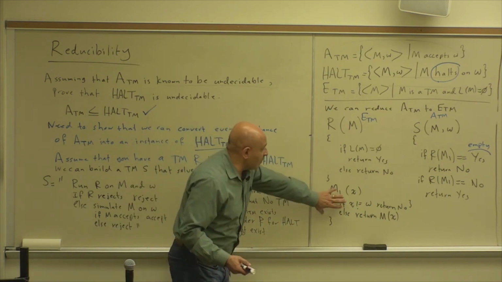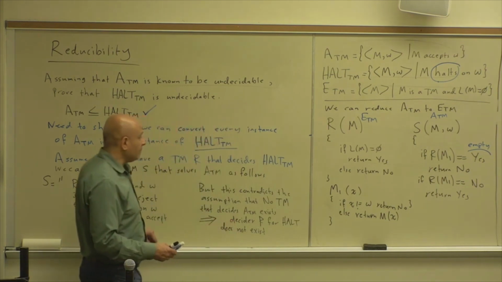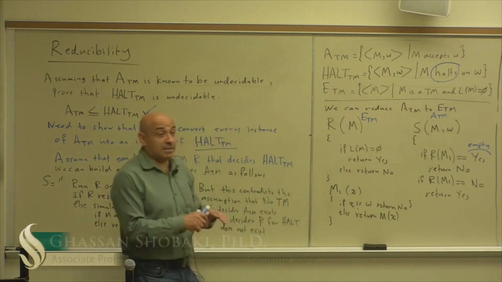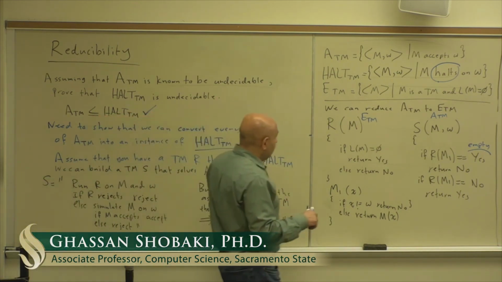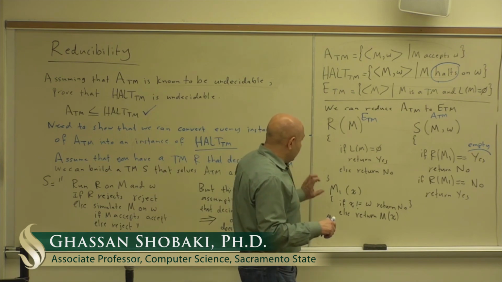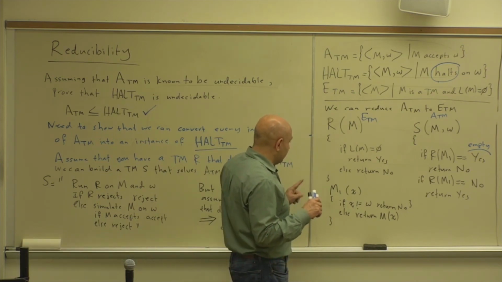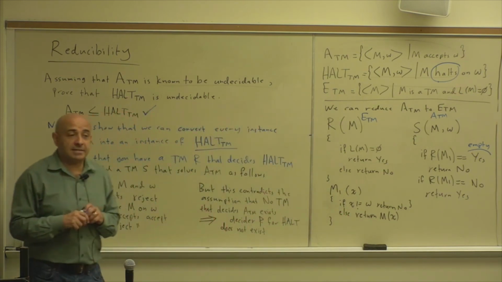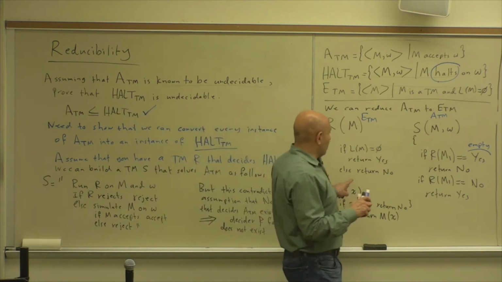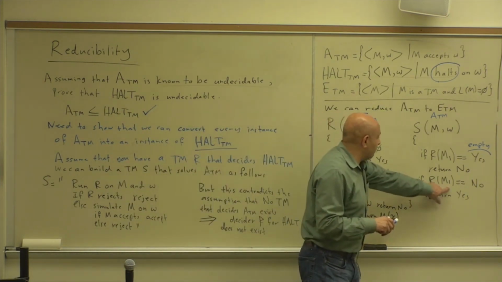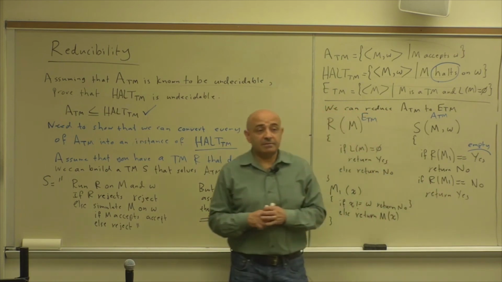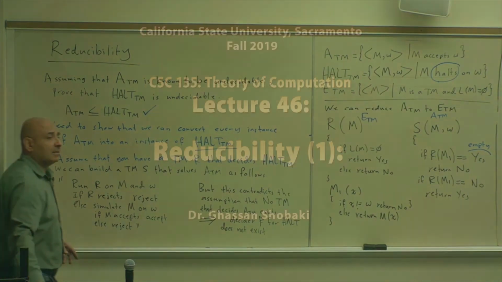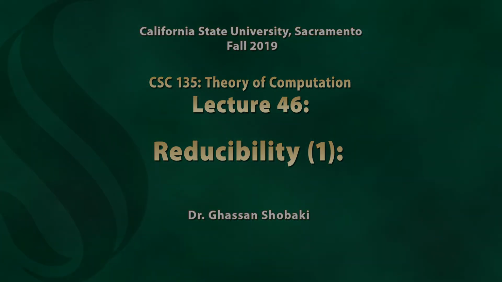So if the language of M1 is empty, it means that it does not accept the string W because it does not accept anything. And if it's non-empty, then it accepts some string, but I changed M1 such that the only string that can be accepted is this W. So if the language of M1 is non-empty, then W is accepted. Okay, so any questions on this?